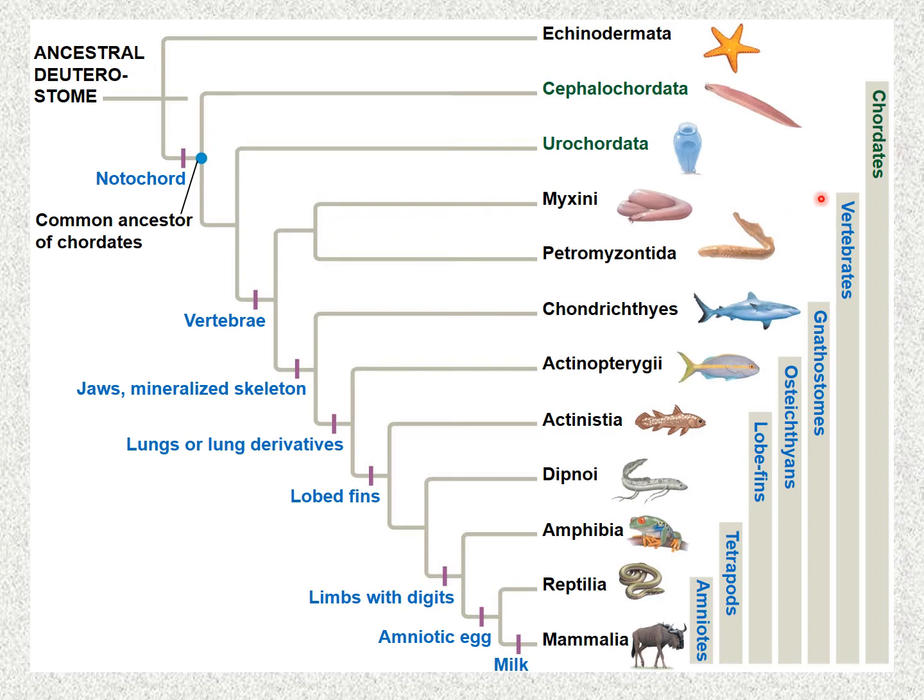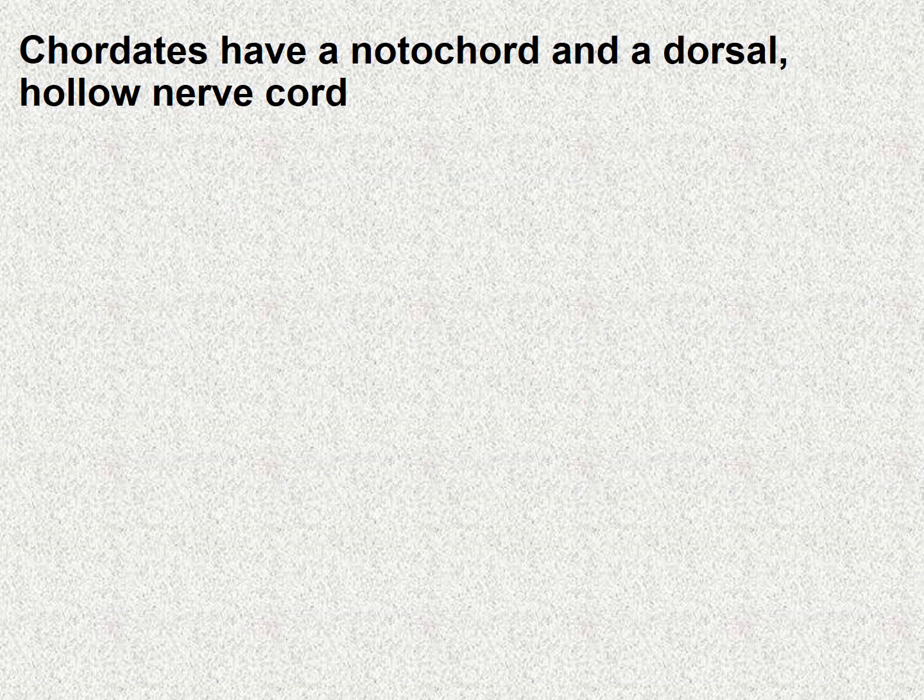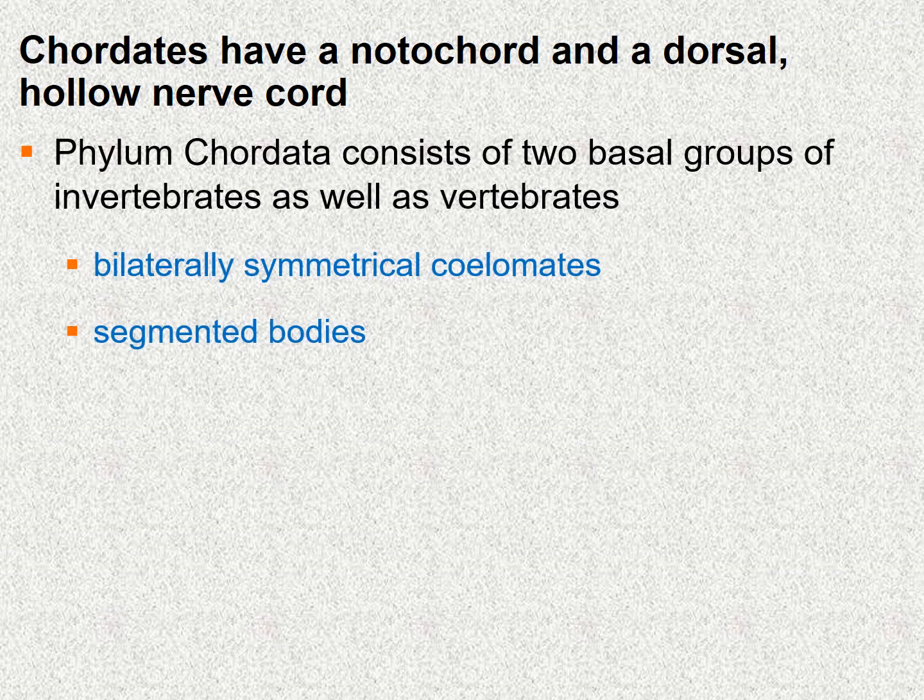And then, of course, the vertebrates are a group of animals that have vertebrae. So it's important to note that the chordates do not have vertebrae. So if we move on, the chordates, like I mentioned, they all have a notochord. They also have what's called a dorsal hollow nerve cord, along with a couple extra characteristics. So the phylum Chordata consists of those two basal groups, which I showed you in the tree. And then it also includes the vertebrates. However, the two basal groups are not vertebrates.